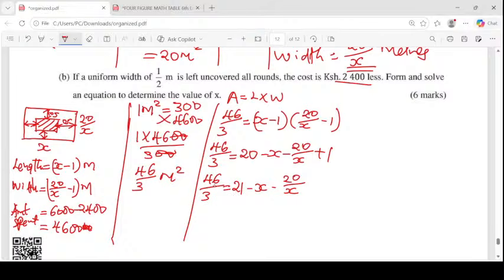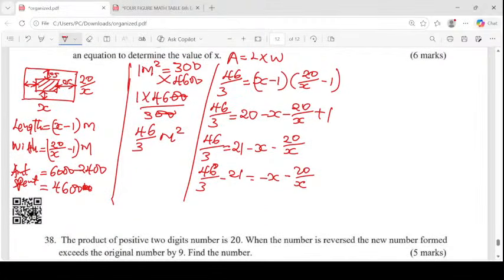Let me move this one to the other side. I can have this as 46 over 3 minus 21 is equal to negative x minus 20 over x. So when you have 46 over 3 minus 21, this becomes negative 17 over 3. We are now going to have this as negative 17 over 3 being equal to negative x minus 20 over x.